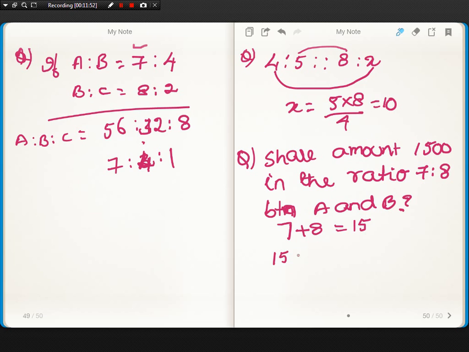What are the 15 parts? That is equivalent to 1500. Now 7 parts are going to be how much? Simple thing, 7 by 15 into 1500, that is equivalent to 700.